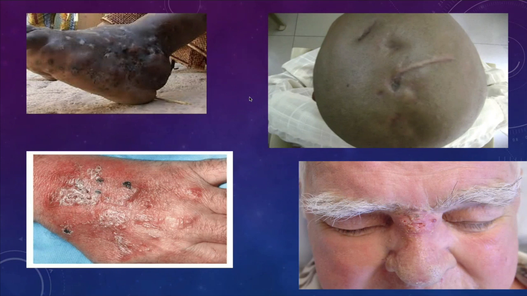These are some other skin manifestations of nocardiosis. You see kind of the Madura foot on the top left, chronic skin lesion on the scalp. On the top right, a chronic kind of scaly lesion on the dorsum of the hand. And in this individual there on the bottom right, a nasal bridge lesion. Kind of resembles cutaneous leishmaniasis, doesn't it? Yeah, a little bit.